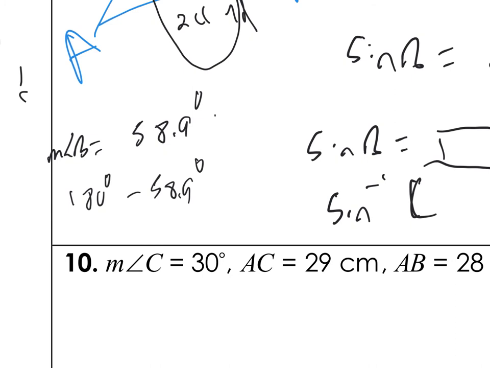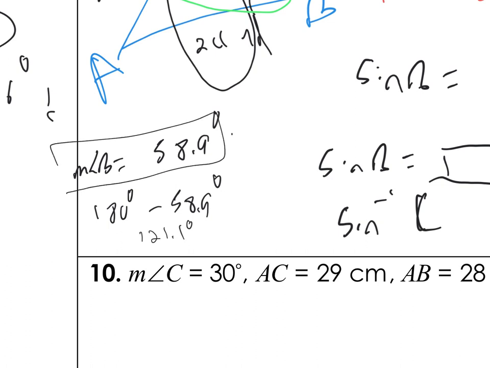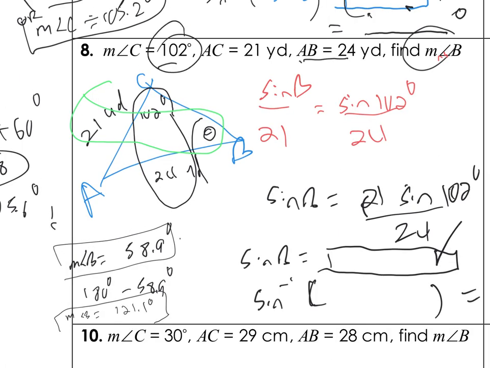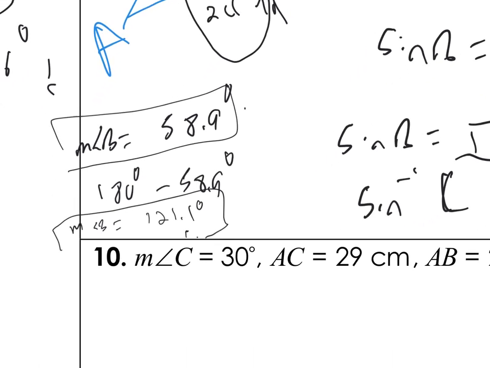If I can do this in my head. It's 100 and something. Let's see. 121.1. Yeah. That gives me 121.1 degrees as a possible answer. We say it's this answer, and we say, could it also be this answer? Well, I'll tell you right now, since they gave us an obtuse angle, and this alternative answer is obtuse, greater than 90, this one could not be a possible triangle. So we don't have to worry about that one.